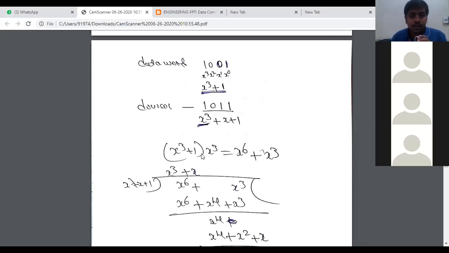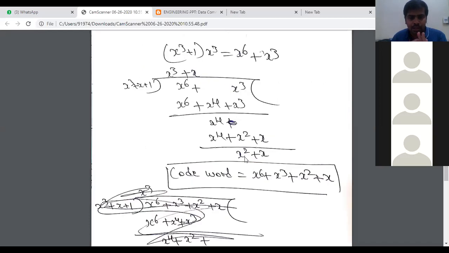Then x raised to 3 plus 1 into the highest coefficient of the divisor, x cube, you multiply, then you will get x raised to 6 plus x cube. Then do the division operation. Then we are going to get the code word x square plus x, which we have seen in the PPT there. So that is what we have got.